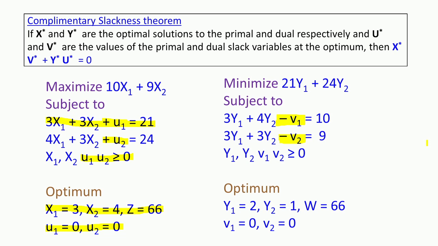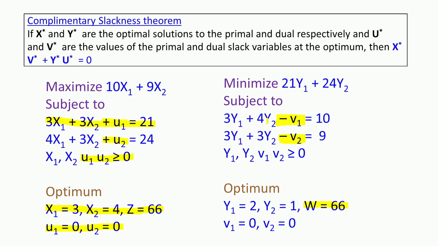Now, based on our discussion on the optimality criterion theorem, we know that (2, 1) is the optimum solution, because (2, 1) is feasible. 2 into 3 is 6, 6 plus 4 is 10; 3 into 2 is 6, plus 3 is 9. It is feasible. It has the same value of the objective function as that of another solution to the primal, therefore it is optimal. So, now when y1 equal to 2 and y2 equal to 1, we go back and substitute.